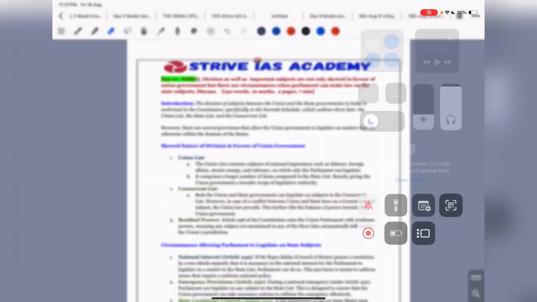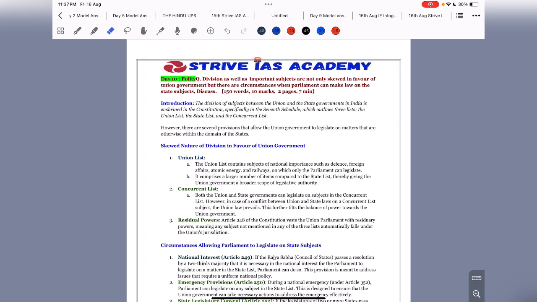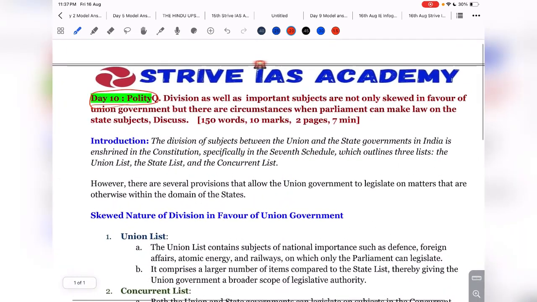Today we are going to discuss the day 10 polity model answer. So, dear student, before discussing the answer, let me give a brief introduction about this answer writing program.